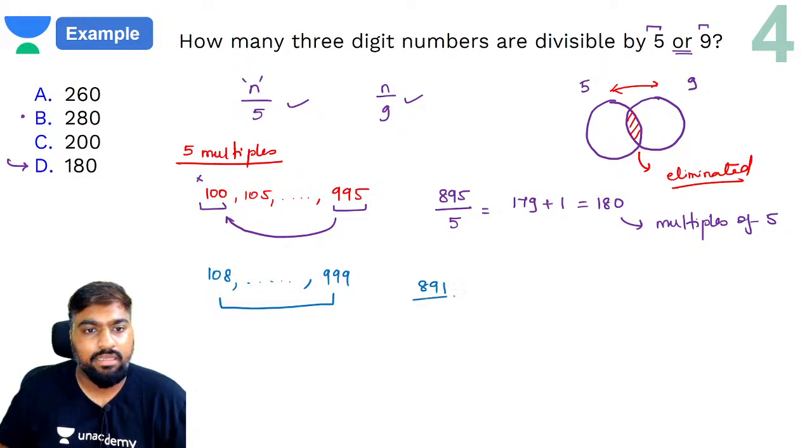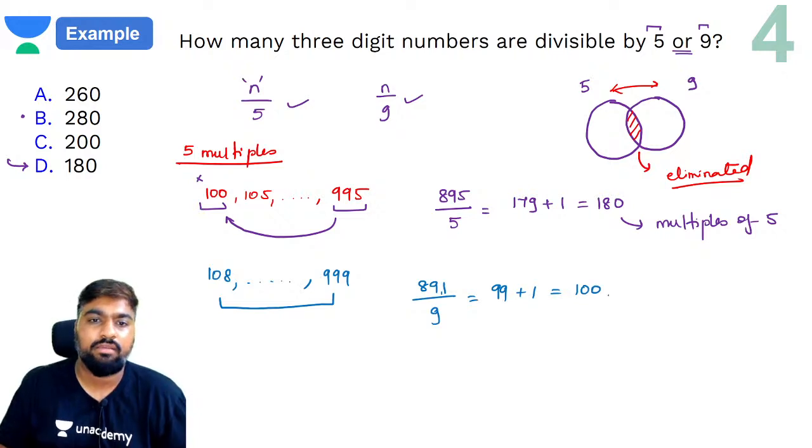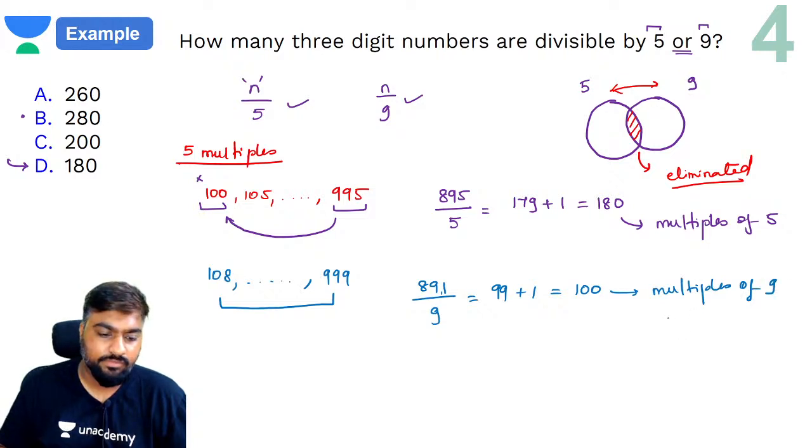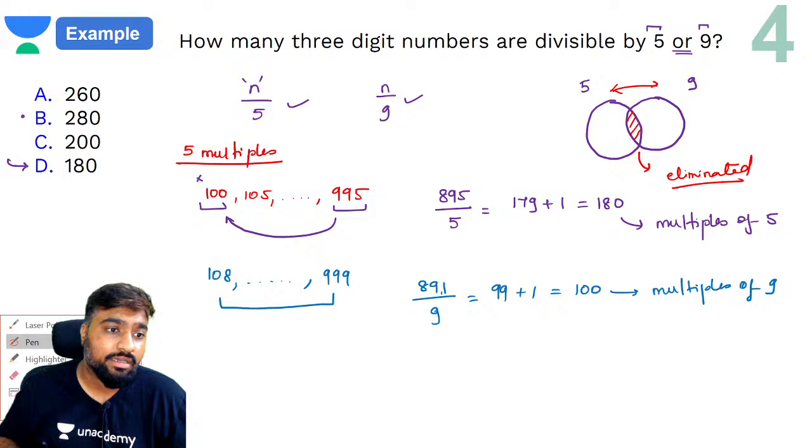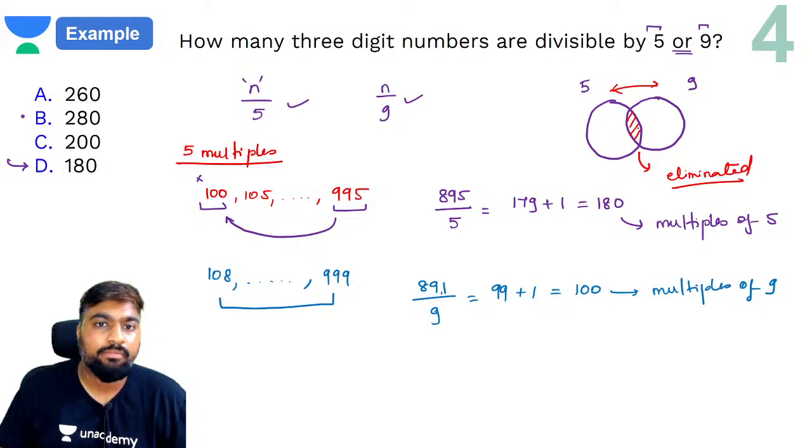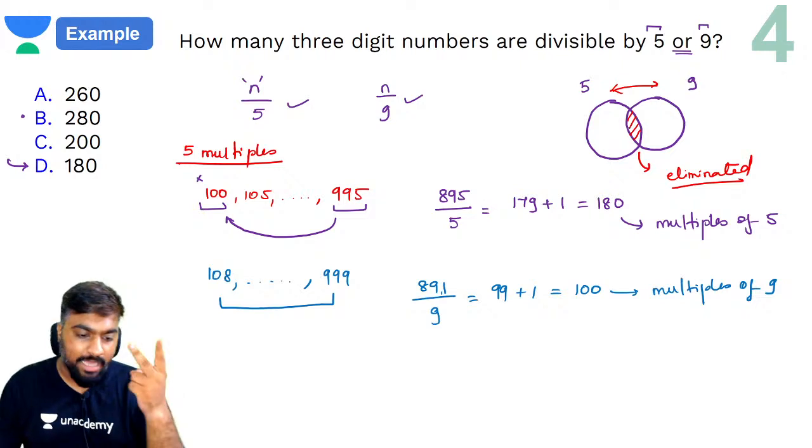Yeah, so 891 divided by 9 is how much? 99 plus 1, 100 numbers that are divisible by 9. Multiples of 9. Yes, but what do we have to eliminate here? Please listen to this part carefully, very important guys. What do we have to eliminate? This common part, क्योंकि दो बार हो गए.